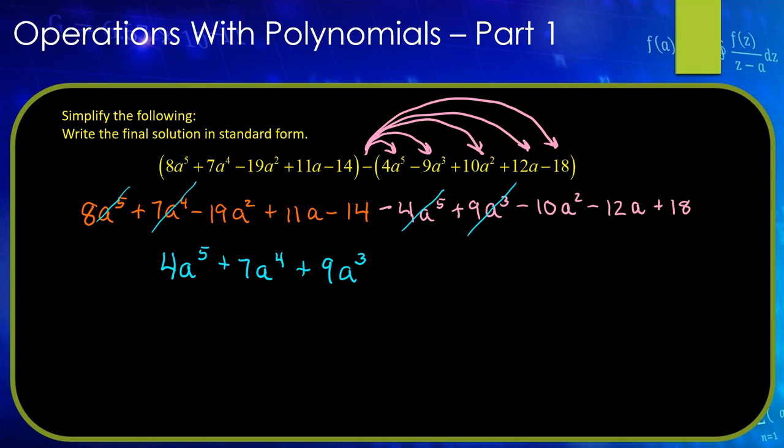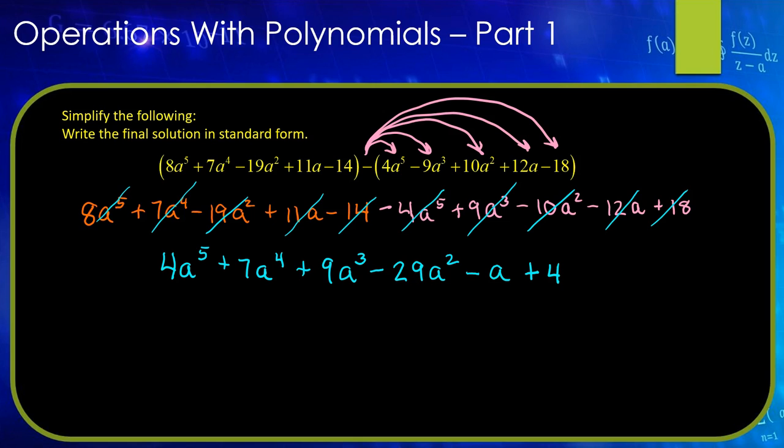The next ones I have appearing more than once are the a squared terms. I have a negative 19a squared minus a 10a squared, which becomes a minus 29a squared. I have an 11a minus a 12a, and that would just give me minus a. Again, you can put a 1 in front of it, no harm to that, but remember, in multiple choice items, you're not going to see that coefficient of 1 in front of it because that's not written in algebra. And then I have a negative 14 plus 8, which would give me a plus 4. And that would be the final answer for this.